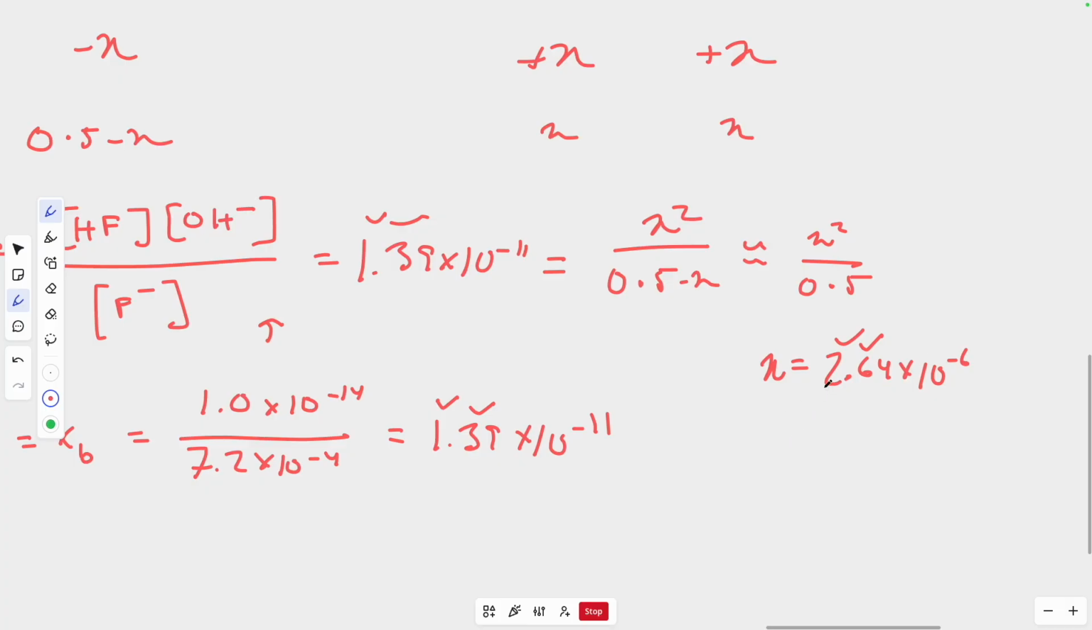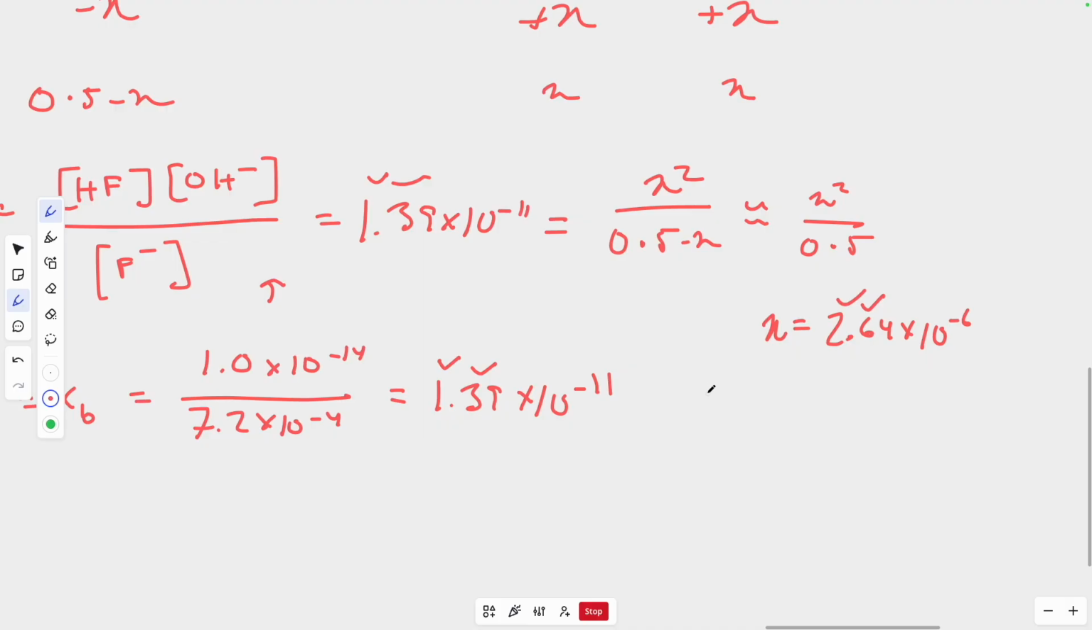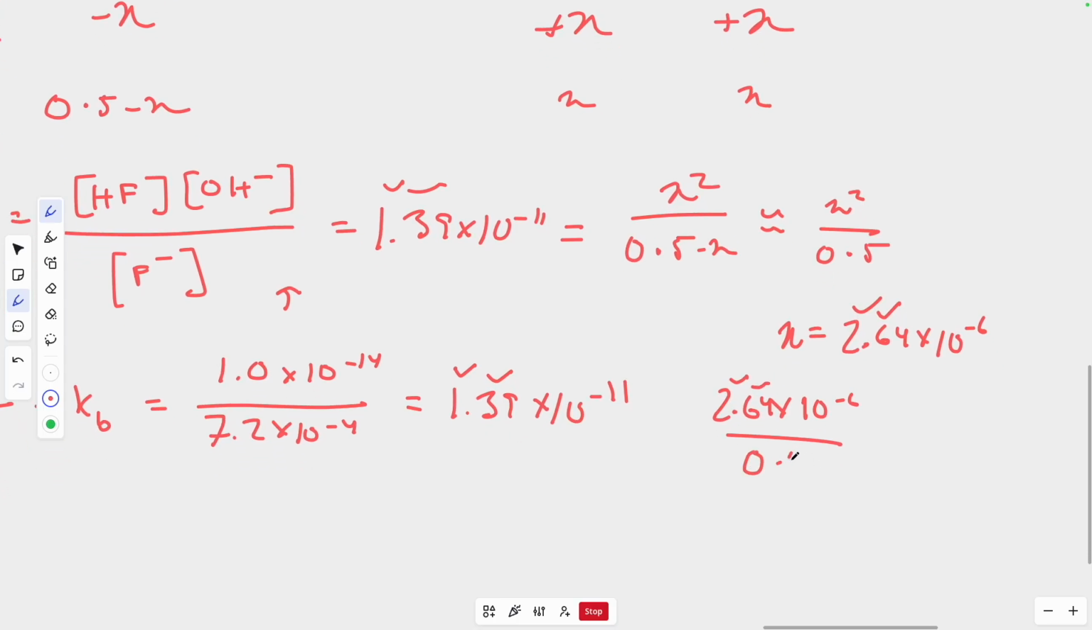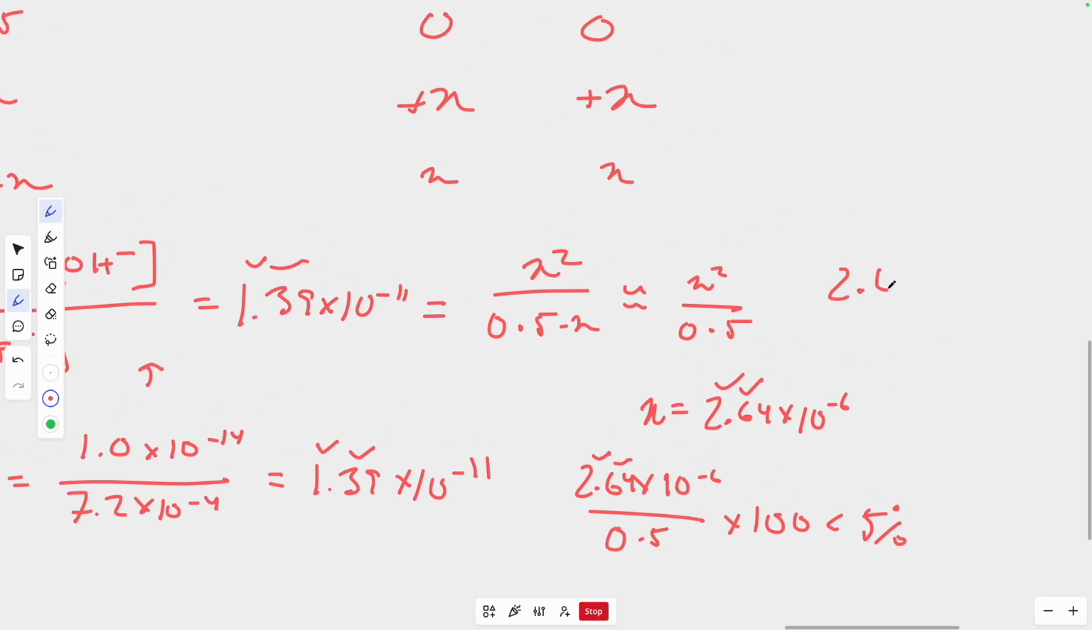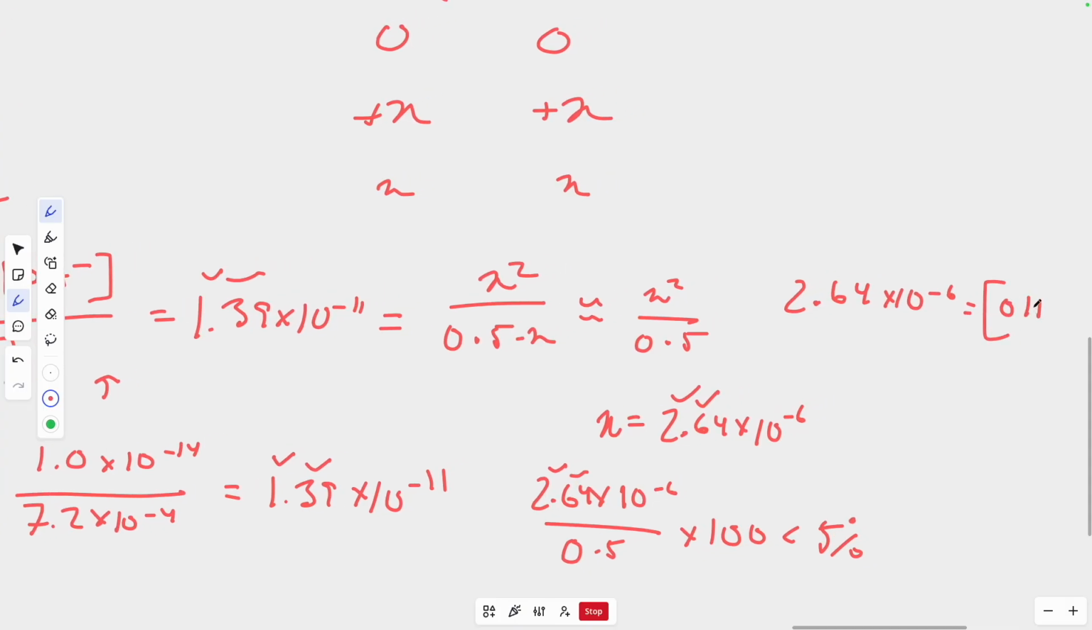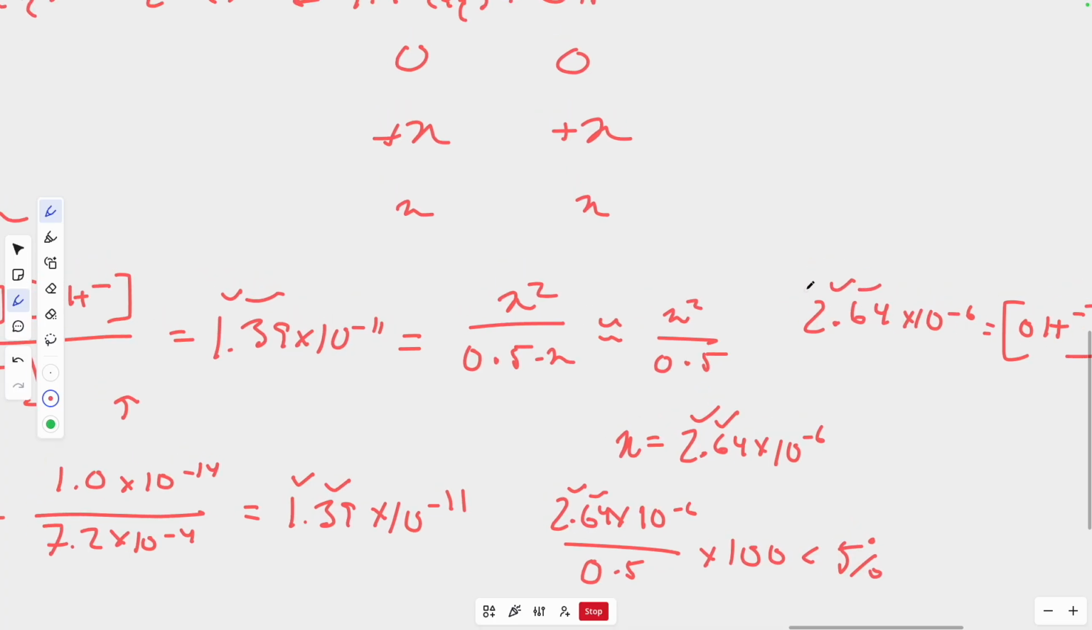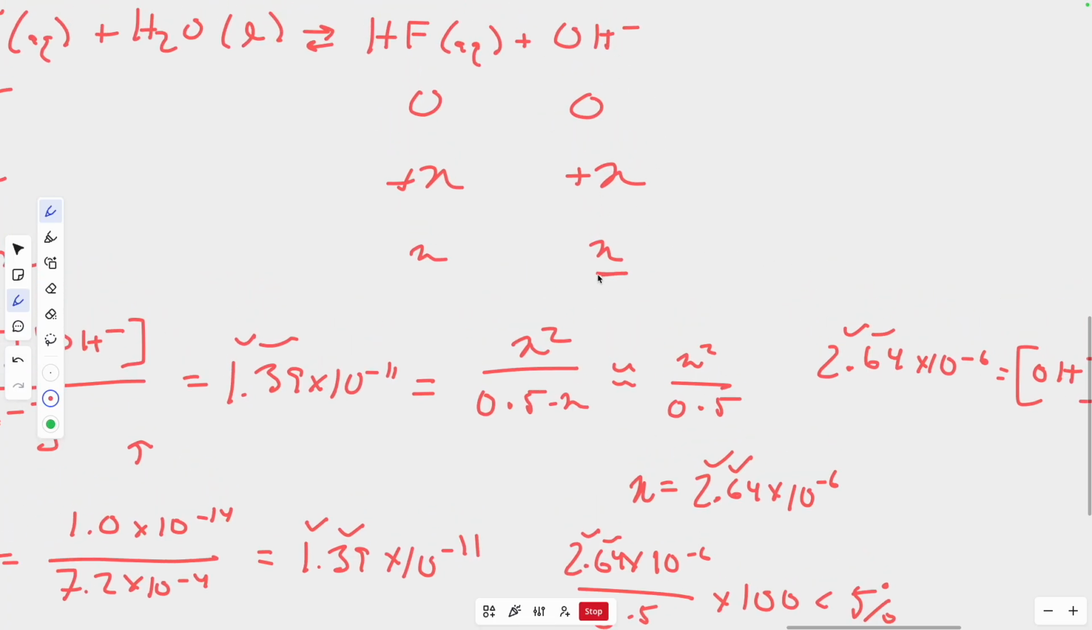So now we have to check to see if our approximation is valid. So we have 2.64 times 10 to the power negative 6 over the initial concentration, which was 0.5, times 100. And if you compute this in your calculator, you're going to get that it's less than 5%. So we can approximate this. So now this x value is equal to the concentration of OH minus, right? Because we had a Kb expression, so OH minus is equal to x.